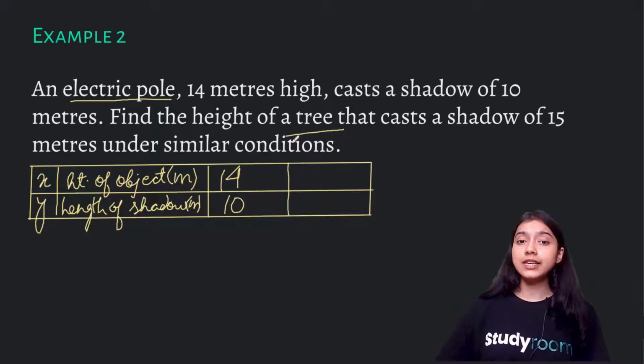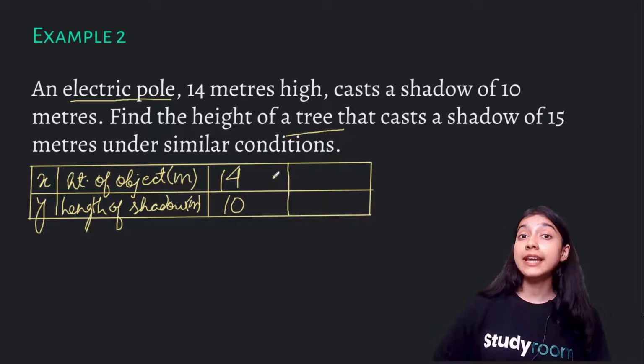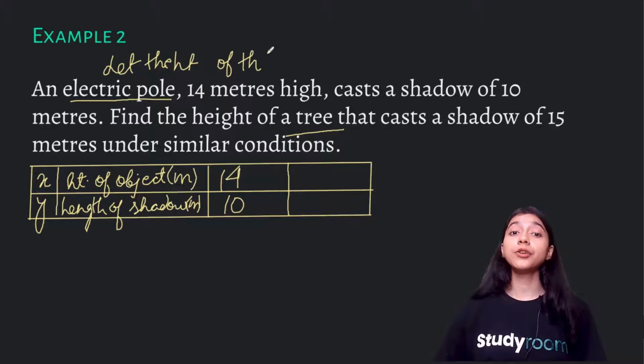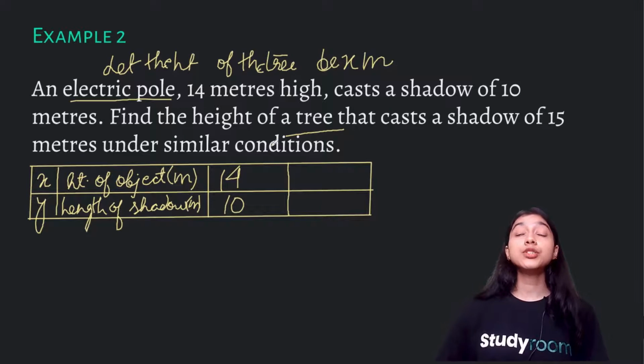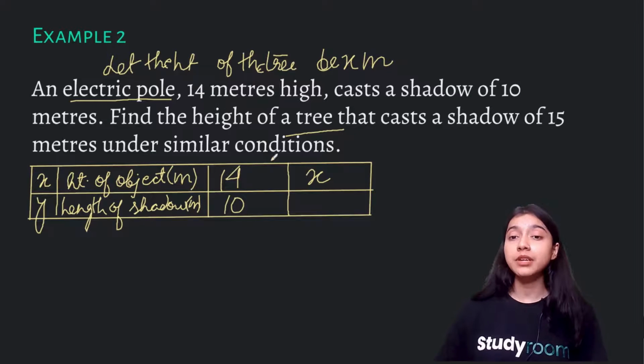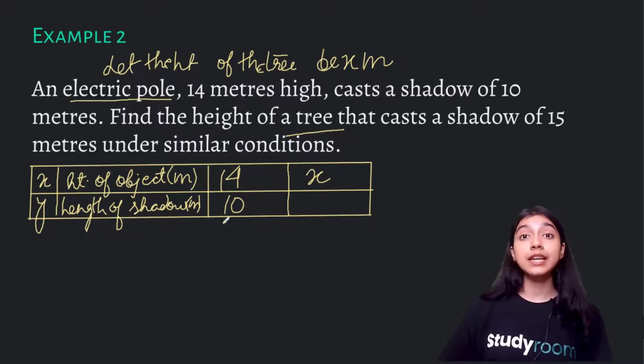Now, in the second case, we have another object whose height is unknown. The object is the tree. So what we have to do, we have to consider, let the height of the tree be x meters. Now when I'm considering the height of the tree as x meters, so in this block I'll be writing x because x is the height of the second object. Now it will be casting a shadow of 15 meter. So the value of this variable y, that is the length of the shadow in meters, is 15 meter.